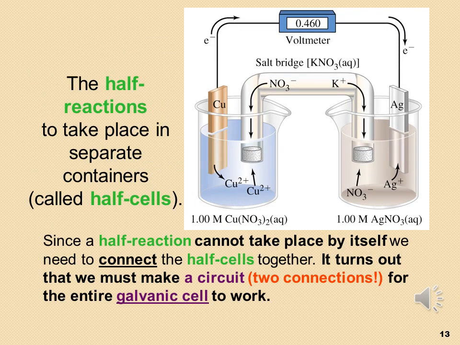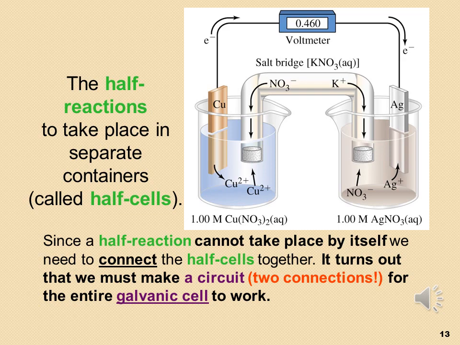We'll be looking at such an illustration in our lesson. When a metal is dipped into its solution, we term this a half cell. For example, when a copper metal is dipped into copper(II) nitrate solution, that is a half cell of copper. Also, if we dip a silver metal into silver nitrate, that is another half cell. The half-cell reactions take place in separate containers. Since a half reaction cannot take place by itself, we need to connect two half cells together, which must make a circuit.